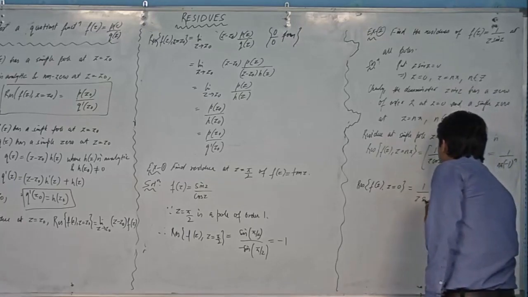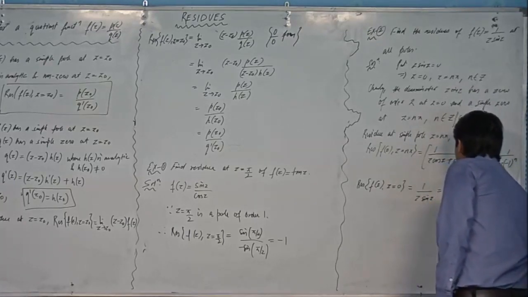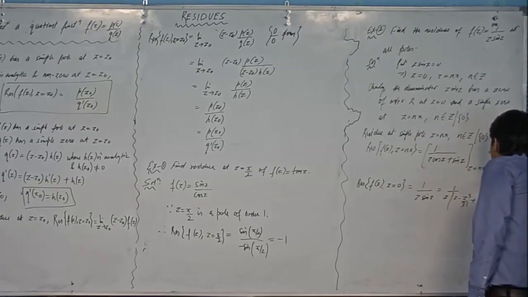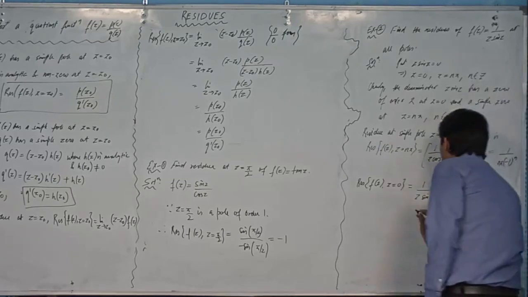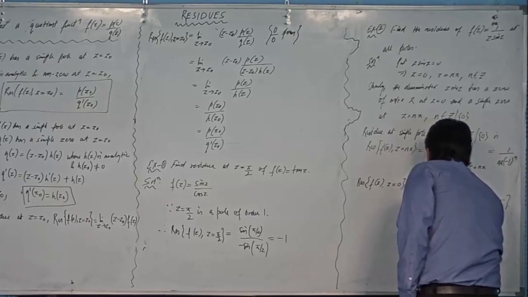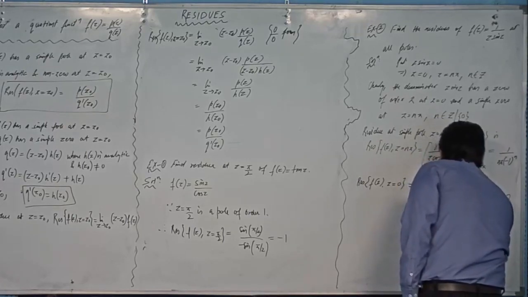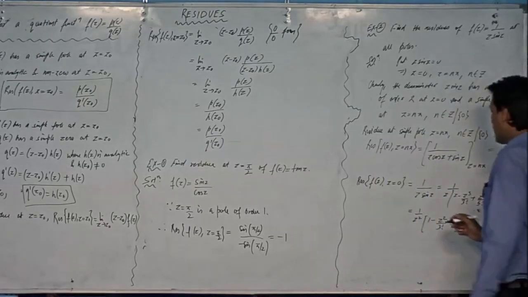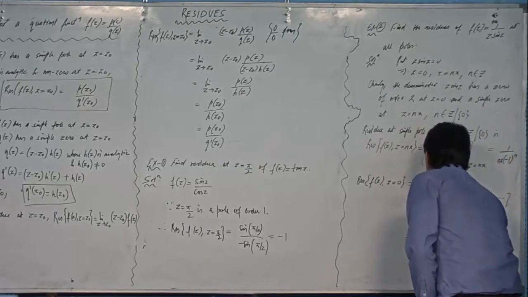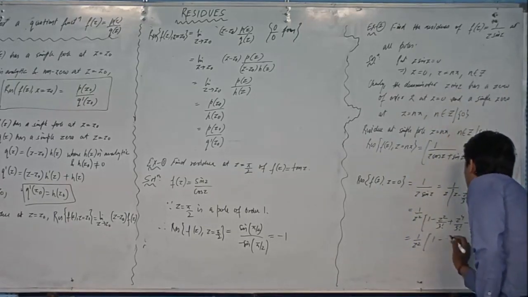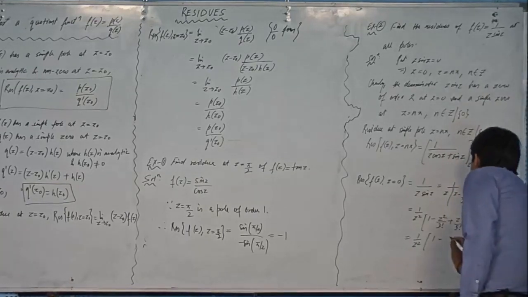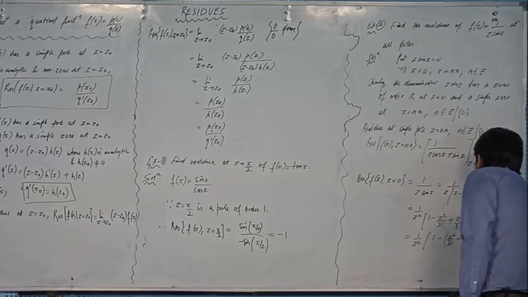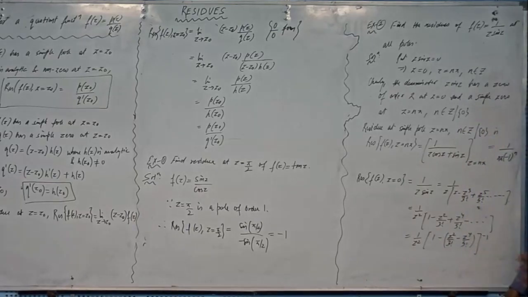I should write 1 over z sine z and write its expansion: z minus z cube by 3 factorial plus z to the power 5 by 5 factorial minus and so on. Then taking z common, I will get 1 over z square and 1 minus z square over 3 factorial plus z to the power 4 by 5 factorial minus and so on. Then I will take this whole thing in the numerator, right, and 1 minus z square by 3 factorial plus z to the power 4 upon 5 factorial. I should ignore the rest of the terms because that will not affect my answer.